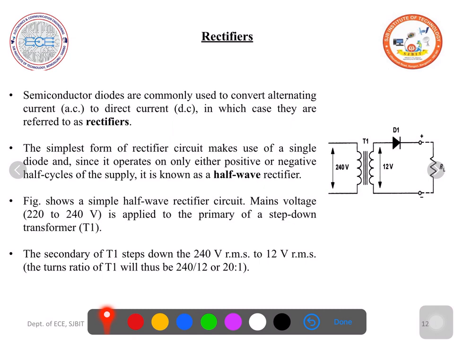The mains voltage is 240 volts, that is applied to the primary of a step down transformer. So there is no rule that you should always select 12 volts. Whichever voltage your situation demands, you can go for that. If it is 9 volts, then it becomes 240 by 9, so the turns ratio also will change.